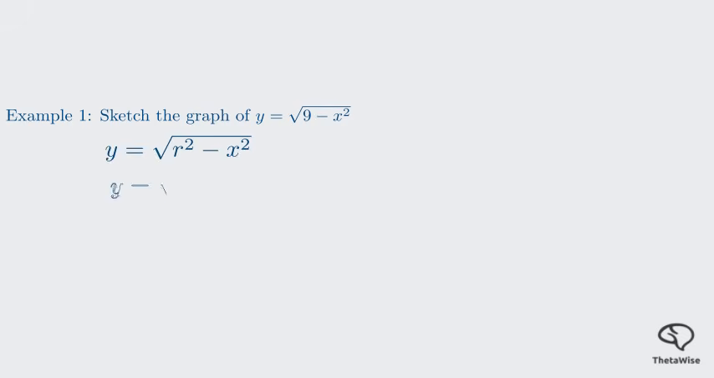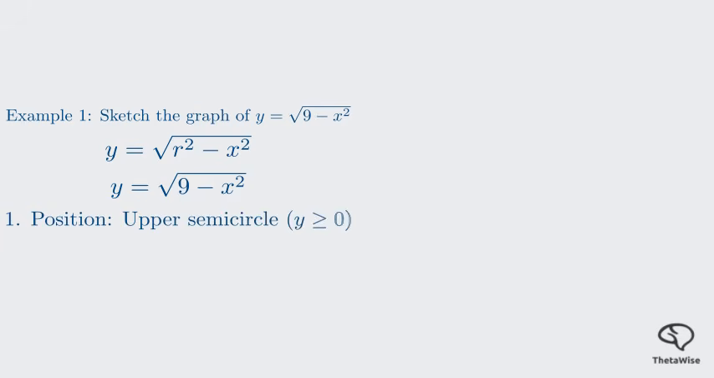So we can compare y equals the square root of 9 minus x squared with the general form y equals the square root of r squared minus x squared. This tells us 2 things. First, because it's a positive square root of a term involving x squared, the graph must be an upper semicircle. Second, we can find the radius by setting r squared equal to 9. This means our radius, r, is 3.